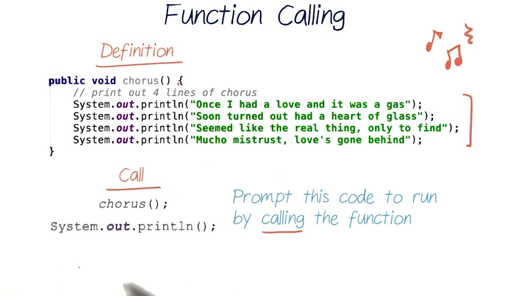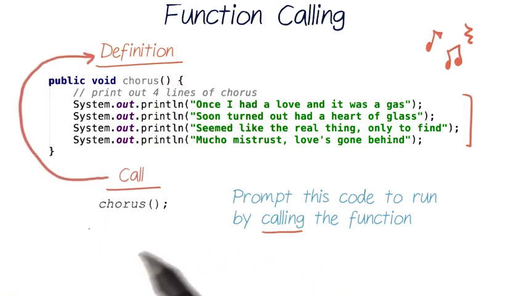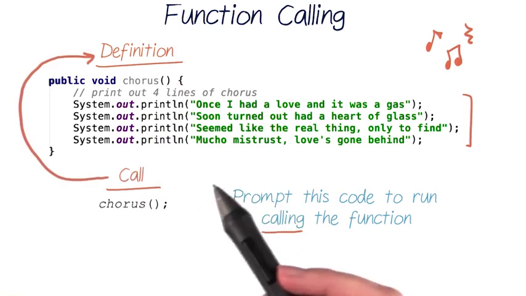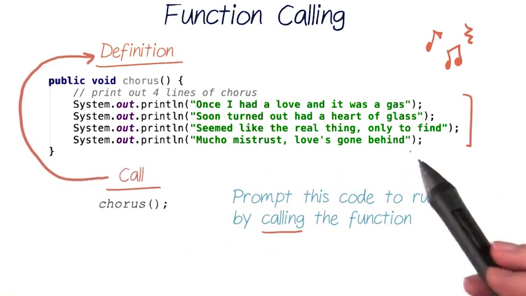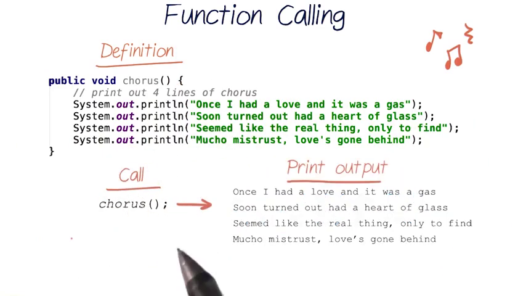This looks sort of like our call to the println function, only println was attached to our system.out screen output, and most of the functions we define in this lesson will stand on their own. So calling this function prompts the set of code contained in our chorus function definition to run. And this call will print out the 4 lines of the chorus that we expect.